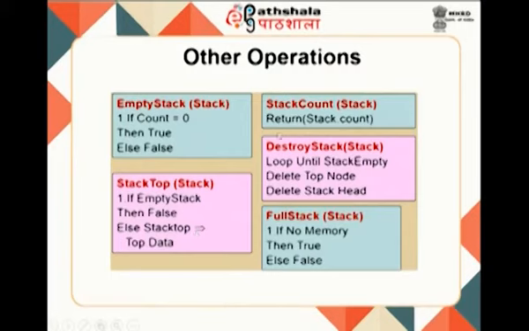Then stack count is return stack dot count, because in the head node we have put a count very conveniently. Destroy stack: loop until stack empty, delete top node, and delete stack head. You keep deleting, this loop is for the delete top node, then delete or pop top node. Full stack: if no memory, then true, else false. This does not normally happen in a linked list implementation, as we know, because we assume the memory is available.